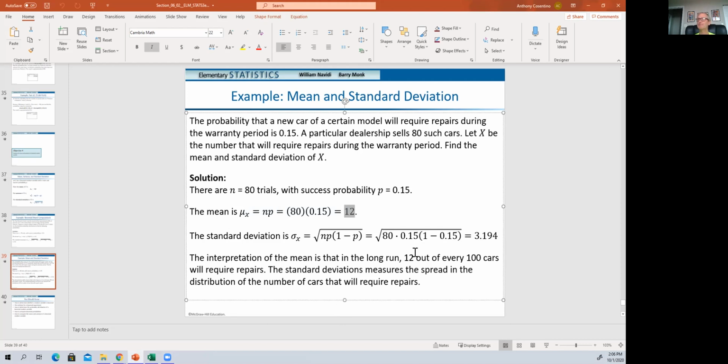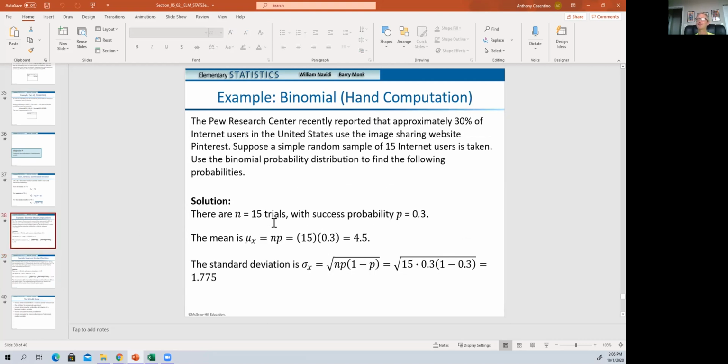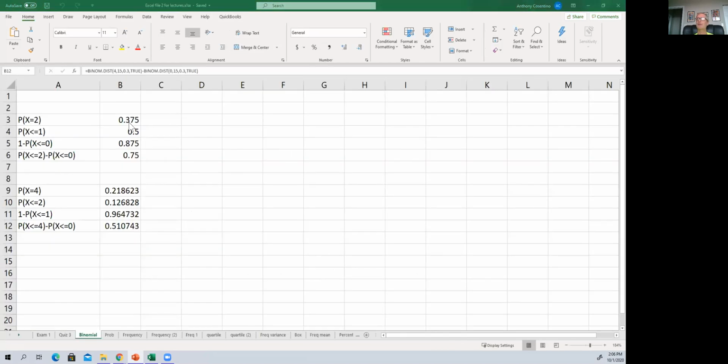Let's do one more. Actually, let's do the calculation of the last problem we did in the previous recorded lecture. This was the internet user idea where 30% were on Pinterest, right? If you pick 15 random internet users, what would be the mean and standard deviation? If you remember from our last lecture, we walked through a variety of different calculations. This here was all the calculations that we did.